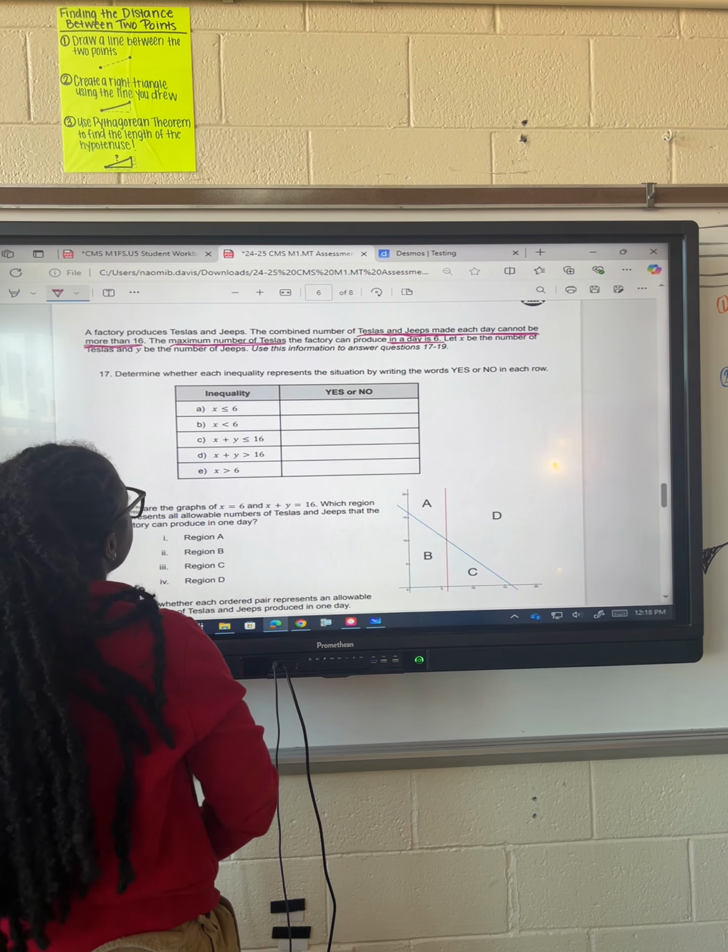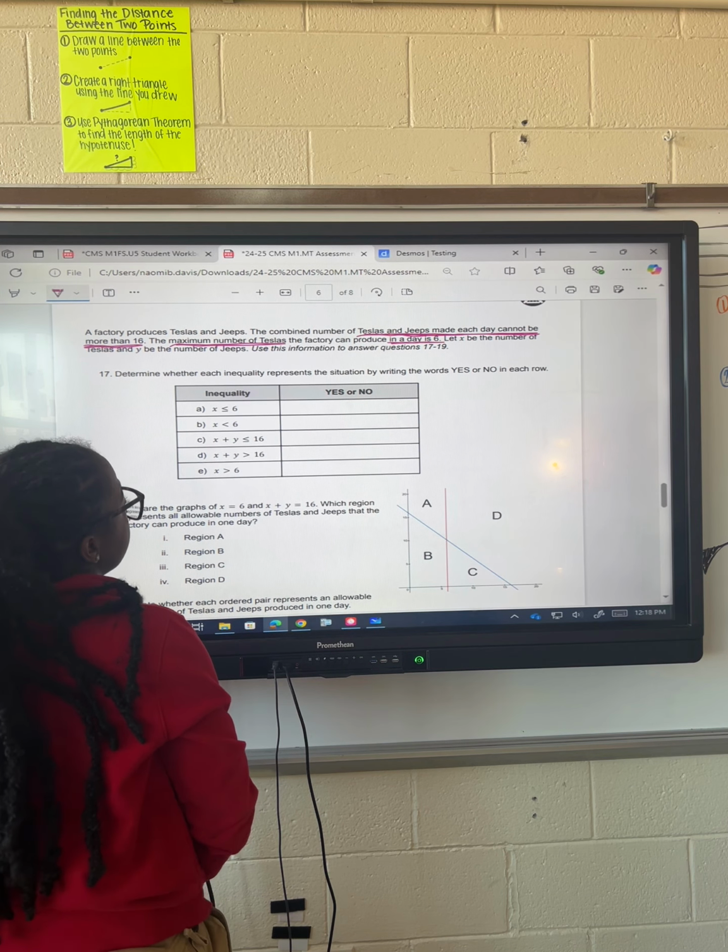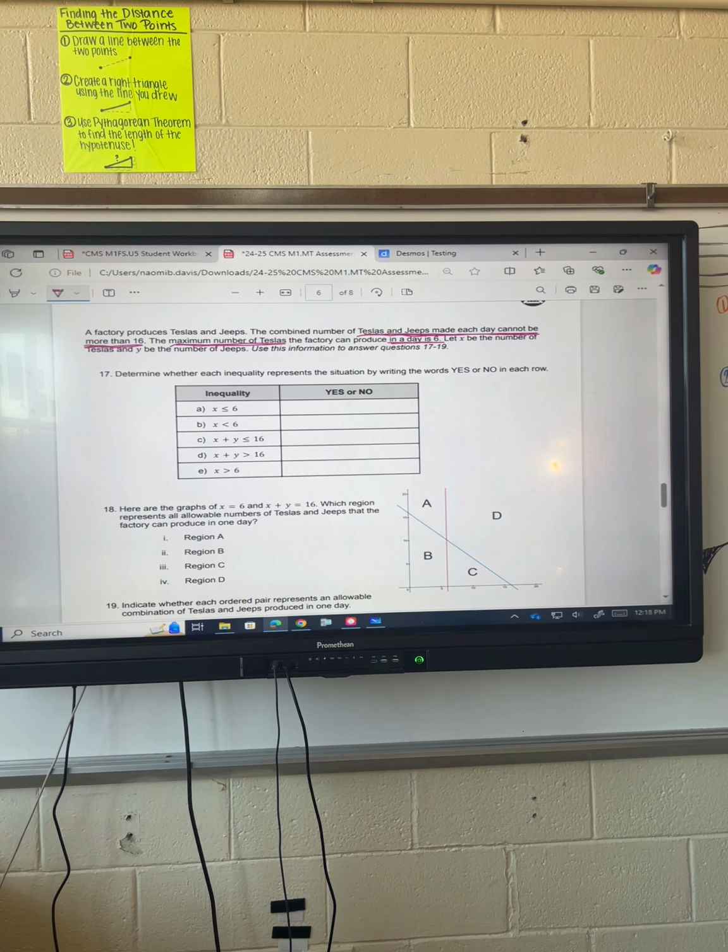Let X be Teslas and Y be Jeeps. Okay, so all you're going to do is look at these inequalities and decide if they represent the situation. X is less than or equal to 6. First of all, what is X? X is the number of Teslas. What did we say about Teslas and the number 6? This is how I need you processing through this. Okay, so Teslas is X. What did they say about 6?